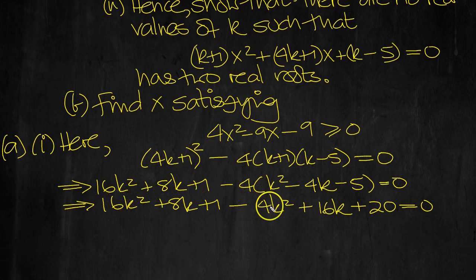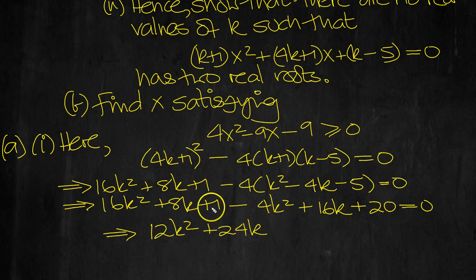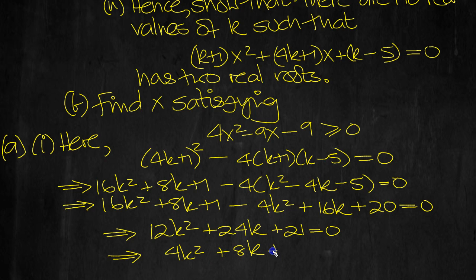Okay, 16 minus 4 is 12, lots of k squareds. 8k plus 16k is 24k. And lastly, the 1 plus the 20 is plus 21. There's a 3 common here all the way through. So divide by 3, we get 4k squared plus 8k plus 7 equals 0. That's what we wanted to show.